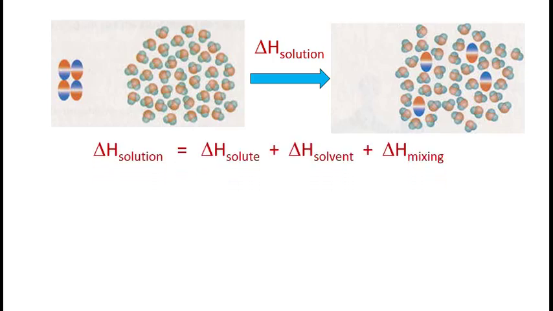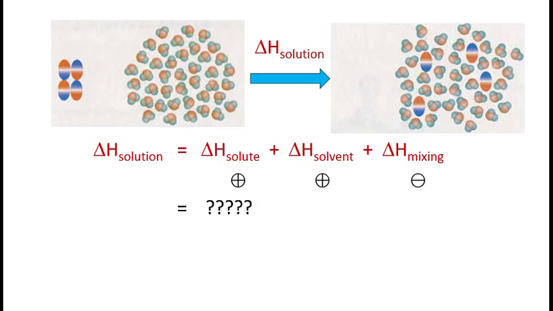Of course, all 3 of these steps are happening at the same time, resulting in an overall enthalpy change for the process, delta H solution. Delta H of solution is then the sum of the 3 individual steps. We know that delta H solute and delta H solvent are endothermic and positive, while delta H mixing is exothermic and negative. So delta H for the overall solution process could be either positive or negative.